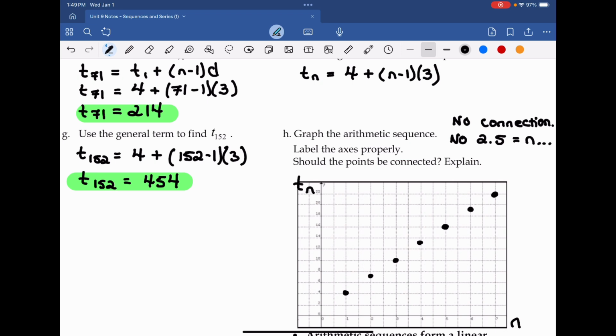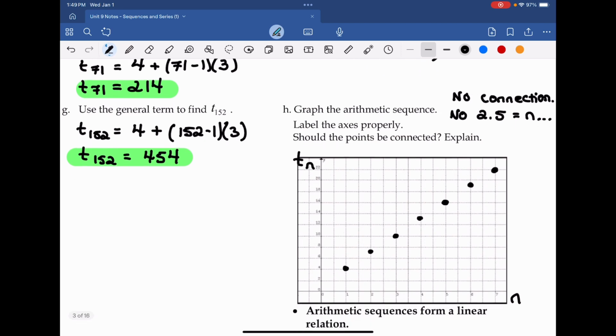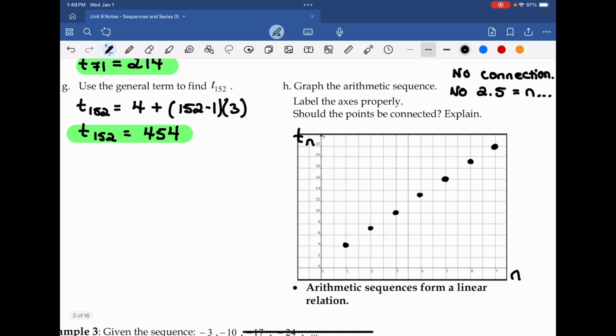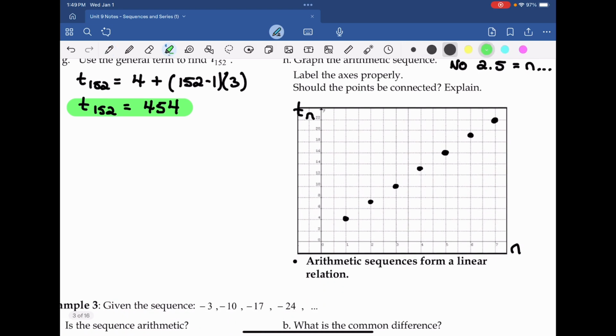In other units, like relations and functions from Math and C, or even some of the graphing we would have done, when we talk about regular functions, you can have half values, but in this situation, no, we're not going to have half terms. The other detail you're going to notice is that it forms a linear relationship, meaning there is a common difference that remains the same between every single term. So when I go from term 1 to 2 to 3, they're increasing or decreasing by the exact same amount.